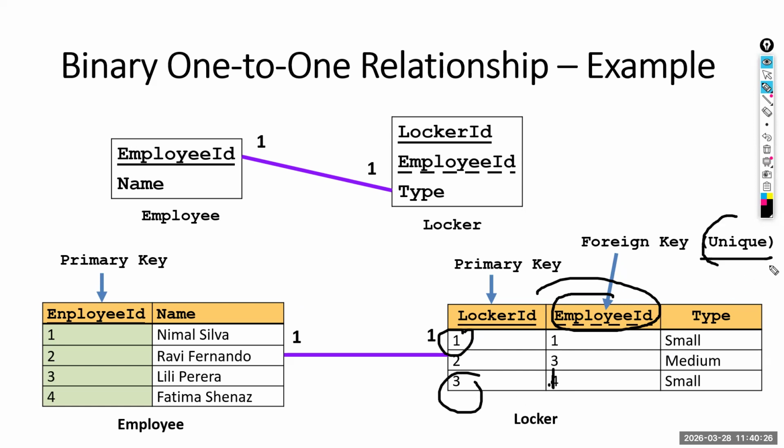That is why we need to make it unique. In one to many, we don't make it unique, but in one to one, the foreign key must be a unique field.